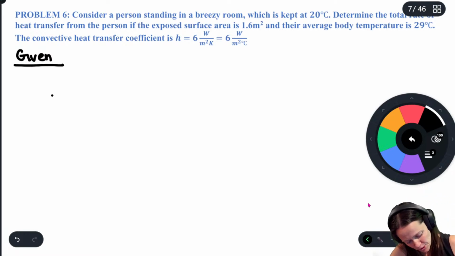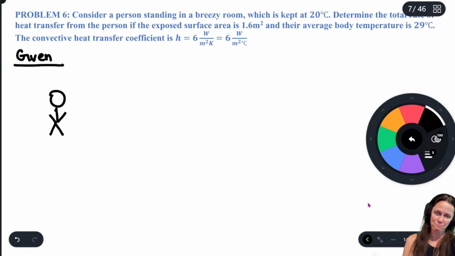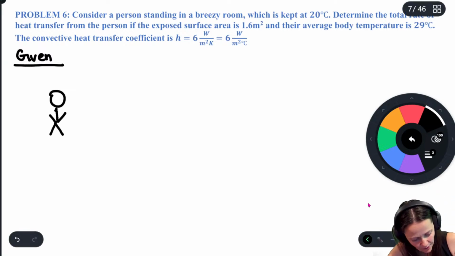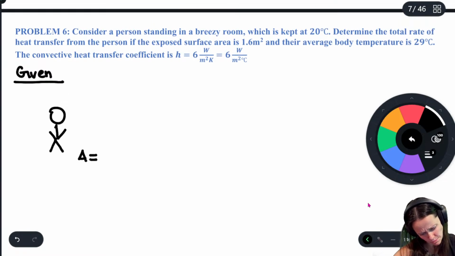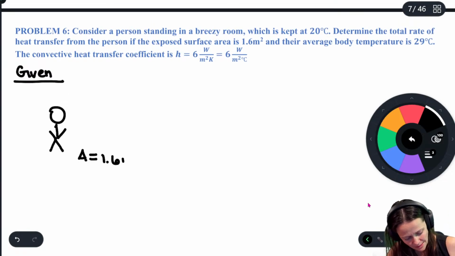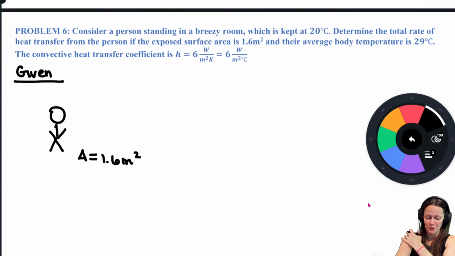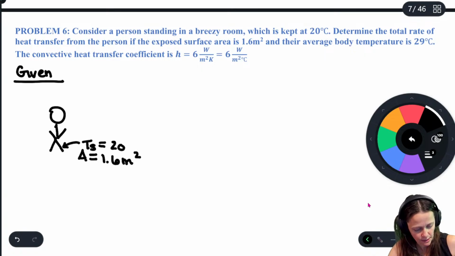All right. So here's the person, and the area that is exposed to the elements is 1.6 meters squared. Excellent. I guess we're saying that their clothing is a perfect insulator, and they get no heat transfer through their clothing. And then the surface temperature of their skin, 20 degrees.